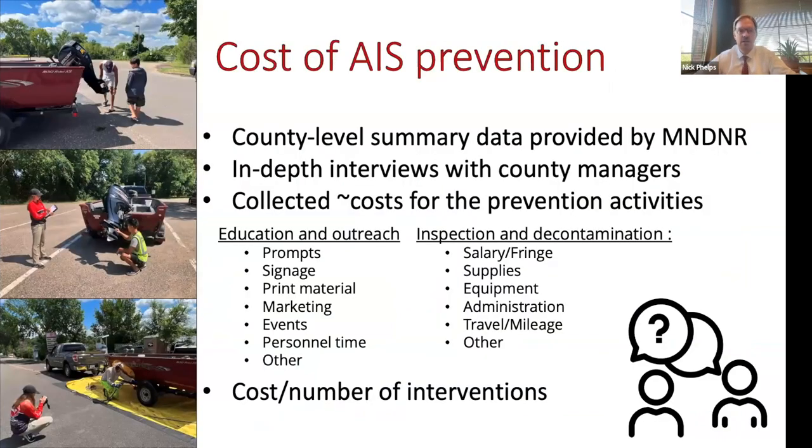The next piece of this puzzle is the cost question of these different prevention activities. We provided data from the Department of Natural Resources, from county level summaries, where county managers send them sort of annual updates on their prevention aid spending, and we were able to get a lot of information from there. We also followed up with about 20 county level inspectors to collect more detailed data on education and outreach expenses and inspection and decon expenses. And ultimately, we divided the total costs by the number of interventions that they make.